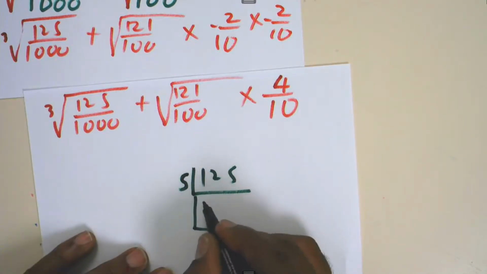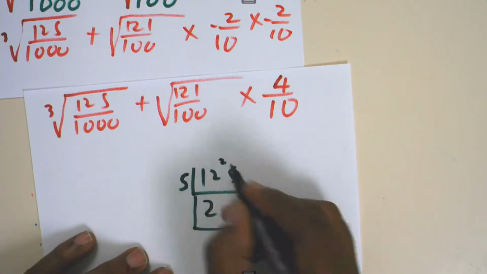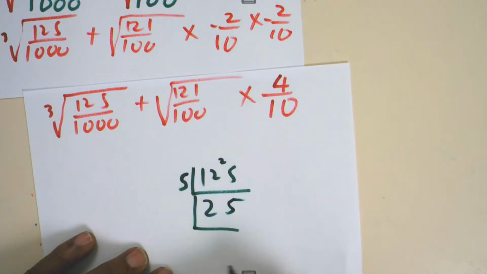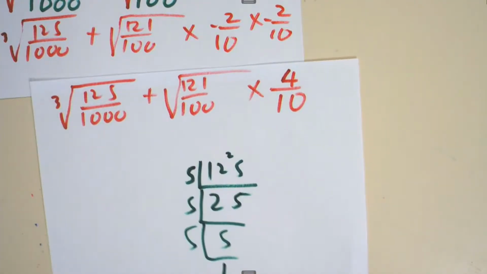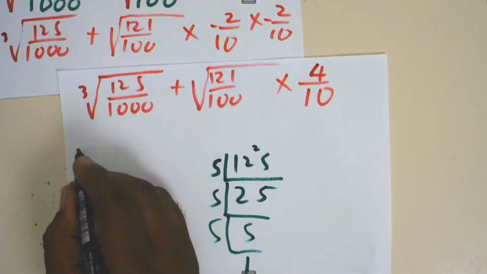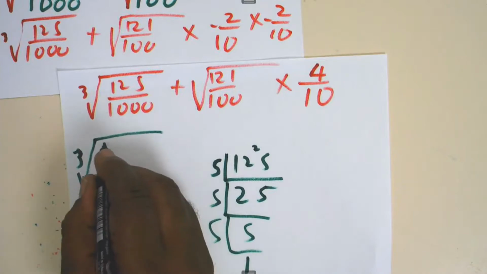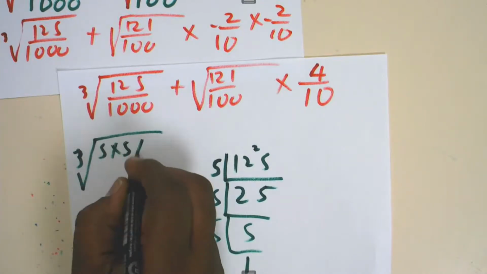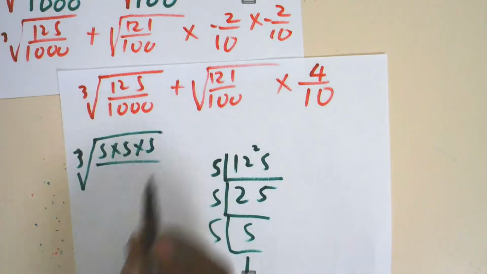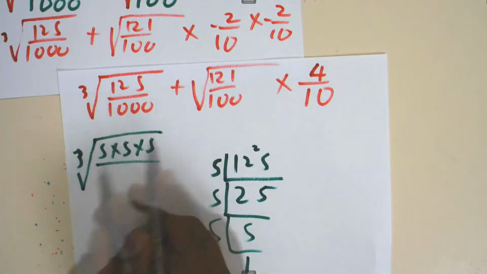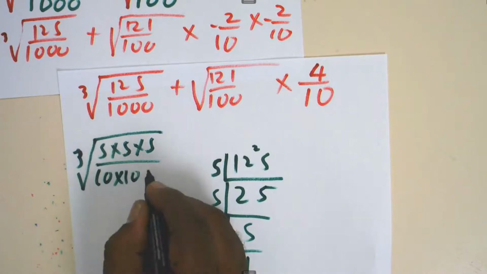How many 5s into 12? 2, and then we've got a remainder of 2. How many 5s in 25? 5 times. How many 5s into 5? 1. Therefore, your 125 is 5 by 5 by 5. And your 1,000 is 10 by 10 by 10. 10 multiplied by 10 multiplied by 10.